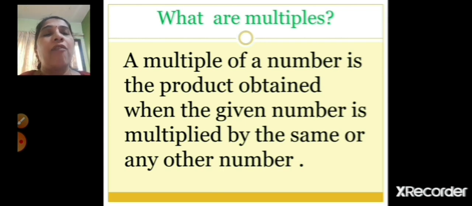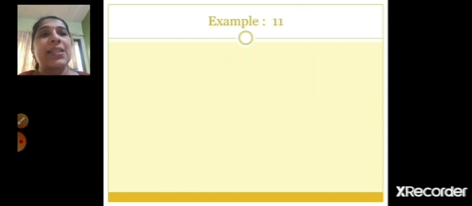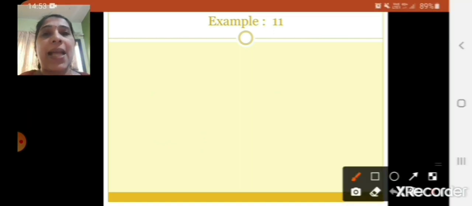A multiple of a number is the product obtained when the given number is multiplied by the same or any other number, right? So what are multiples? Multiples are nothing but you are going to use the tables, like 2's table, 3's table, 4's table, right? So let's take an example so that you will get a clear idea. Here I have taken the example of 11.